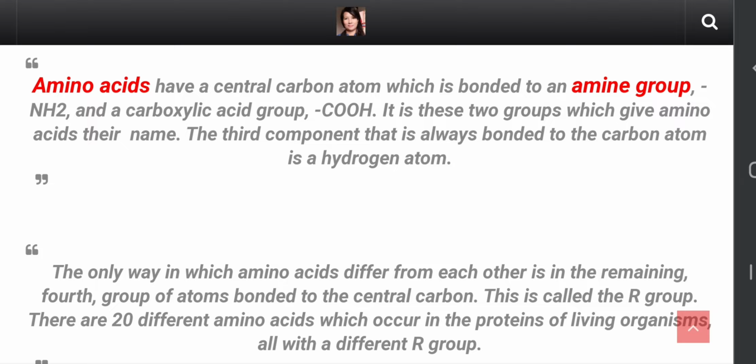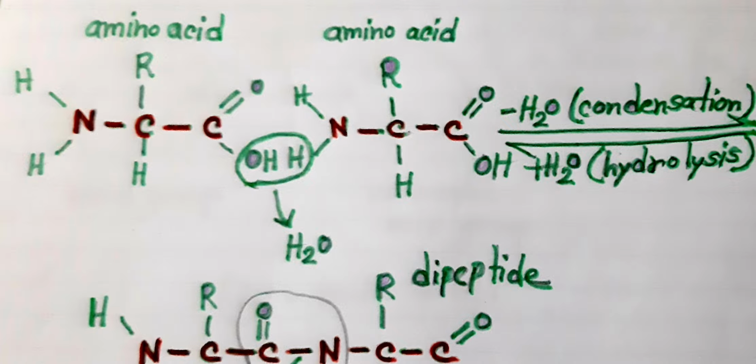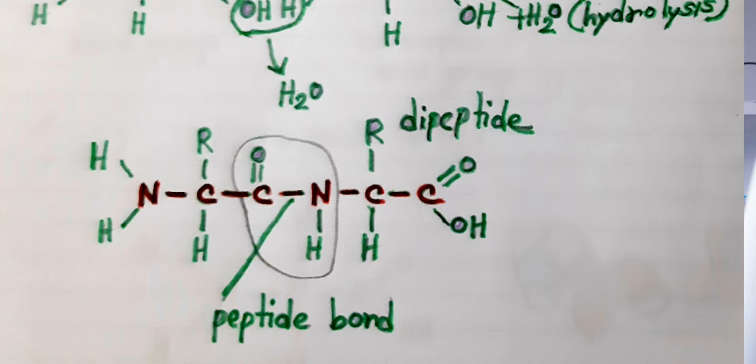There are 20 different amino acids which occur in the proteins of living organisms, all with different R groups. Let's go to the next question.